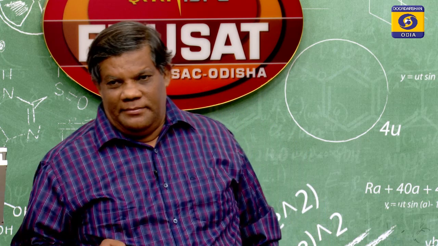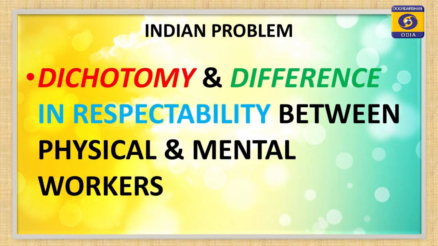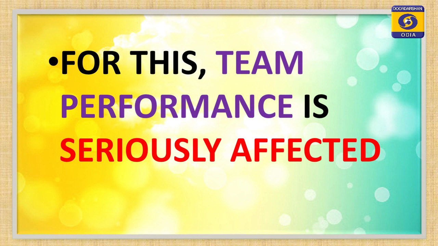He does not like two things. He says these are the enemies of teamwork: dichotomy and a difference in respectability between physical and mental workers. If there is a dichotomy and a difference in respectability between the physical and mental workers, success will not be there. The teamwork will be lost. The team spirit will be lost. Therefore, one has to take care that there should not be any dichotomy and difference among the people, among the workers. For this, team performance is seriously affected. If there is a dichotomy and a difference in the workers, the team performance is seriously affected.